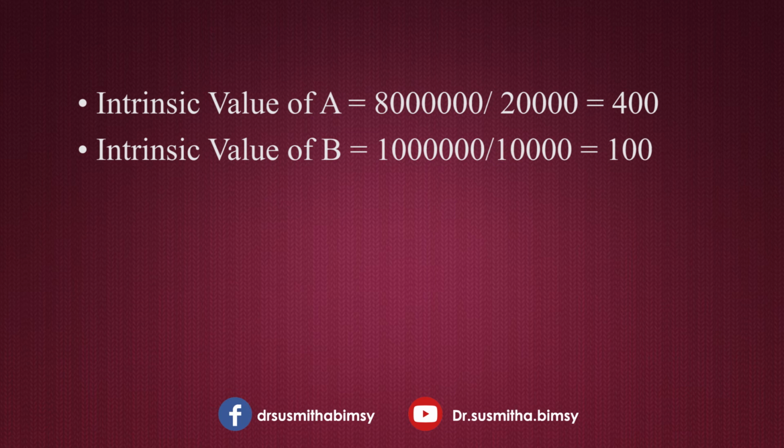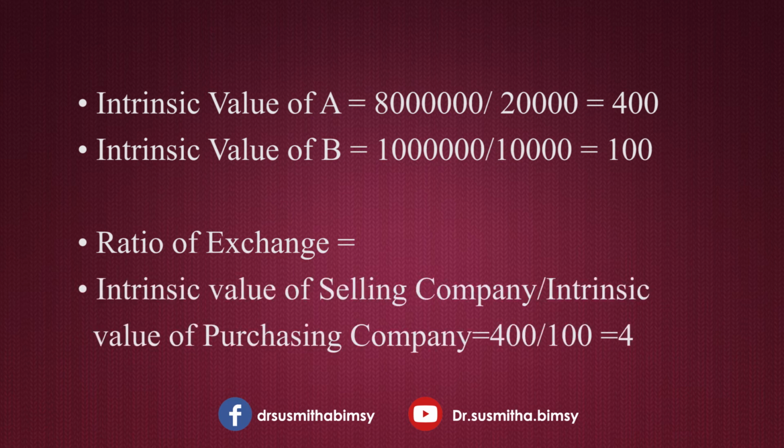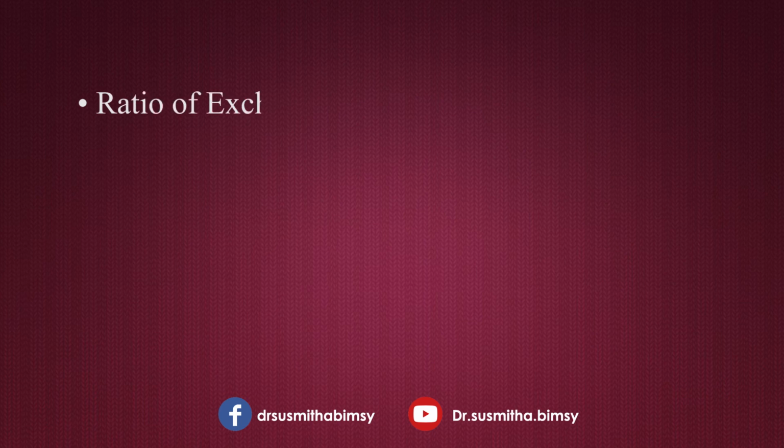Then see the problem. What was the second question? Now we have to find out the ratio of exchange. Okay, how to calculate ratio of exchange? What was the formula? Selling company's intrinsic value divided by purchasing company intrinsic value. That is selling company's intrinsic value how much? 400, right? Then purchasing company intrinsic value 100. Then 400 divided by 100, you will be getting 4. And this is the ratio of exchange between selling company and purchasing company. So the ratio of exchange is 4.